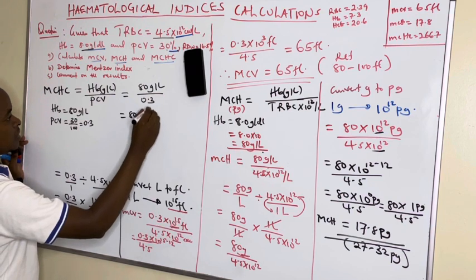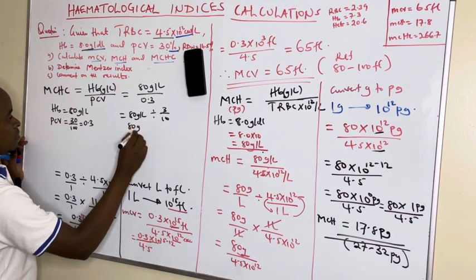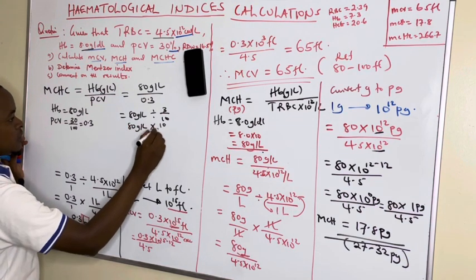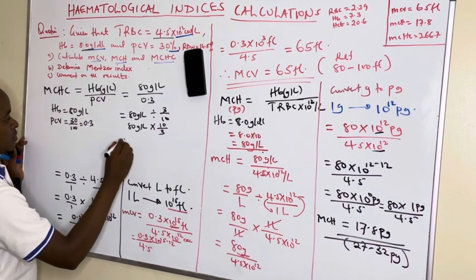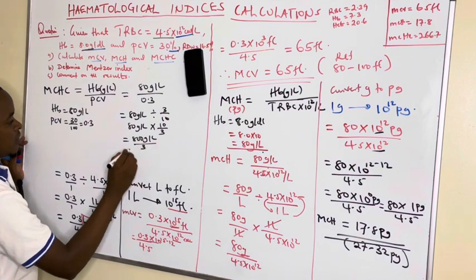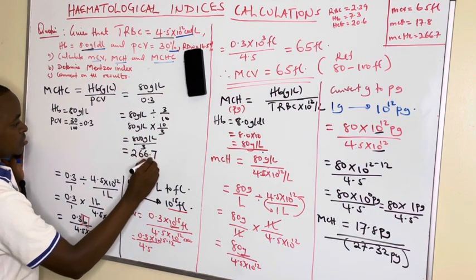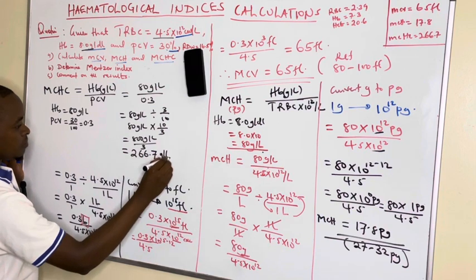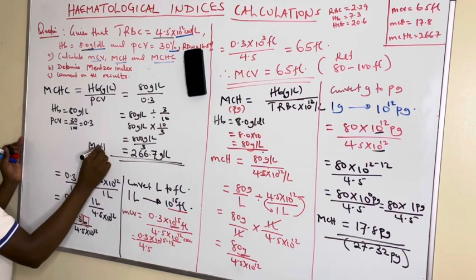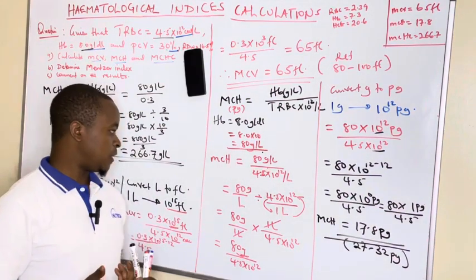Dividing by 0.3 is the same as multiplying by the reciprocal of 3 out of 10, so you get 80 grams per liter times 10, divided by 3. You get 800 grams per liter divided by 3, and you are able to come up with the final answer of 266.7 grams per liter. So this is the final answer of MCHC, what we call mean cell hemoglobin concentration.